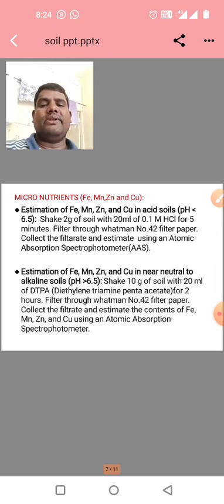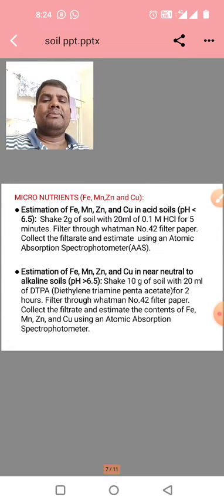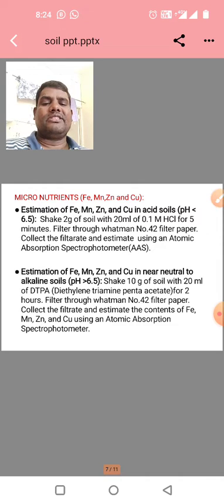Next one, micronutrients. If the soil solution pH is below 6.5, you have to follow the first procedure, and above 6.5 you have to follow the second procedure. In the first procedure, shake 2 grams of soil with 20 ml of 0.1 HCl for 5 minutes, filter through Whatman number 42 filter paper, collect the filtrate and estimate using the atomic absorption spectrophotometer.